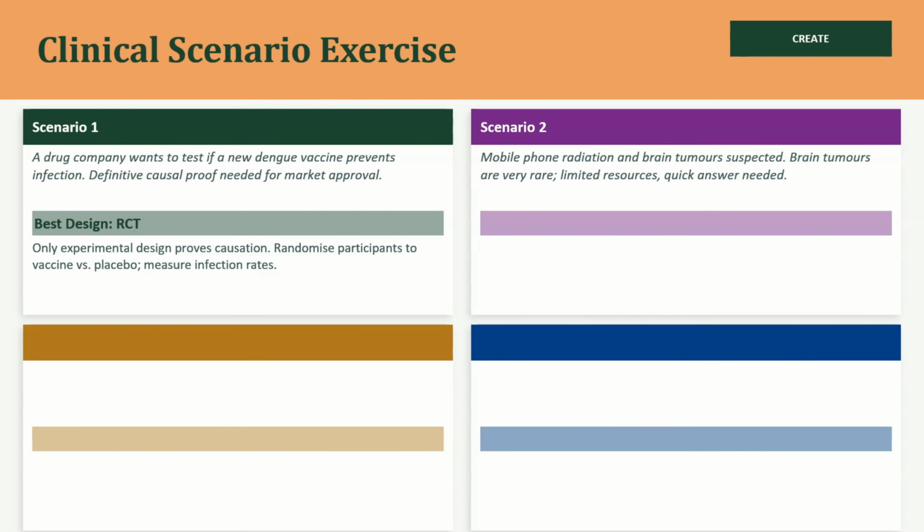Scenario 2. Mobile phone radiation and brain tumors. Very rare disease. Limited resources. The best design would be a case control study. Efficient for rare outcomes. Quick answer.